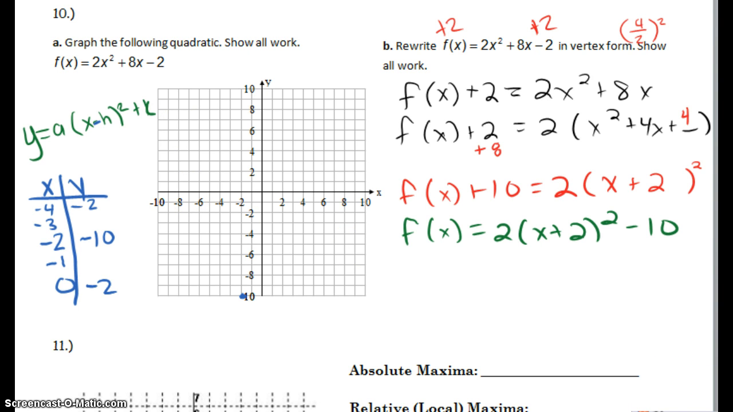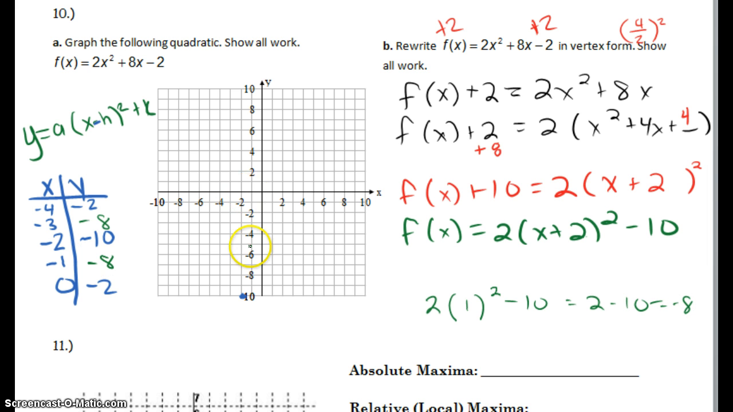I'm also going to plug in a -1. Yeah, it's probably easier to plug it in over here. It doesn't matter. Either one is going to give me the same answer. So I have 2, -1 plus 2 is 1. So 1 squared is 1 times 2 is 2. So 2 minus 10 gives me -8.